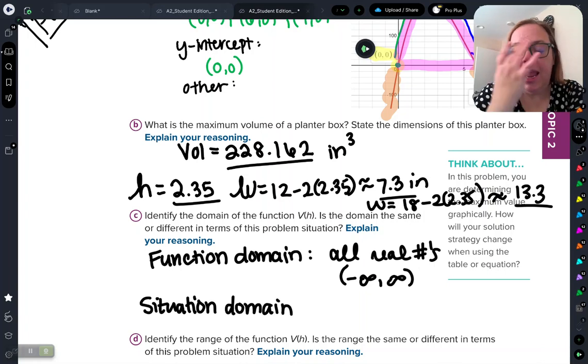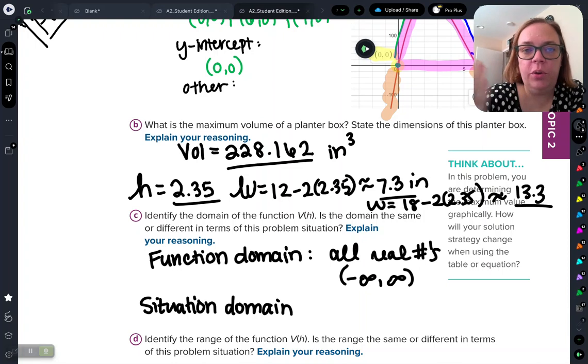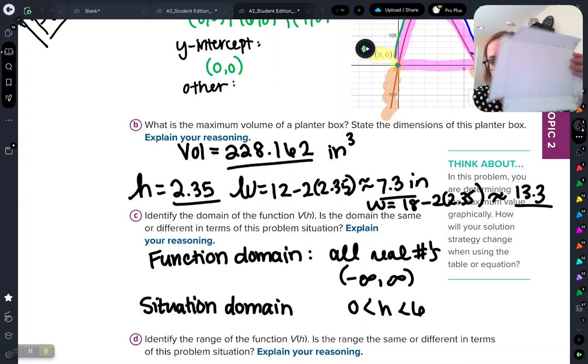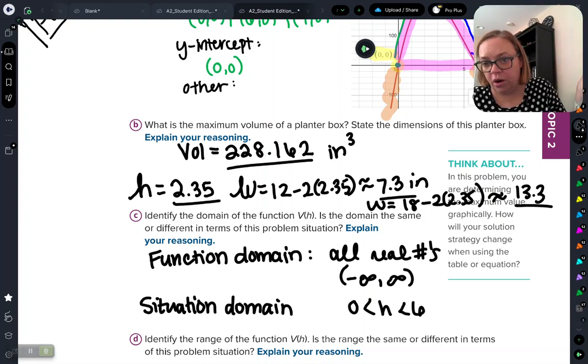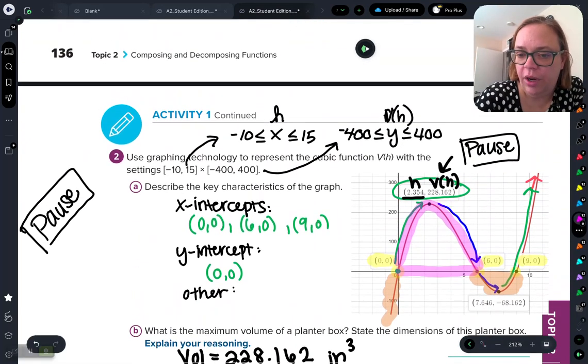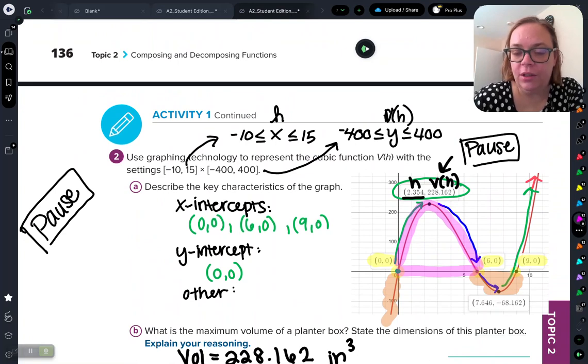Basically, that h value could only go between 0 and 6. And it really should be bigger than 0 and less than 6, somewhere between 0 and 6, for you to actually be able to cut out a square from each corner. Okay, so that's this pink portion that I was just looking at. That's the realistic domain for the situation.